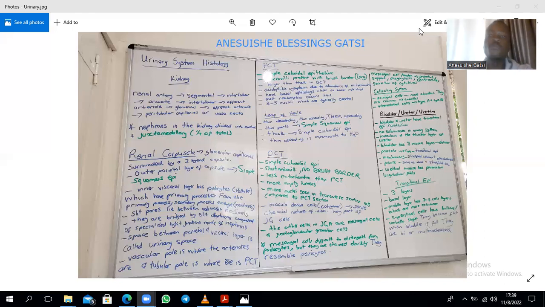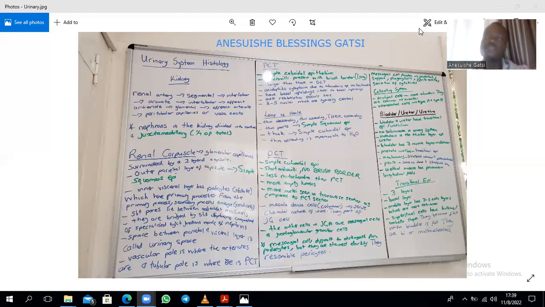Then from the proximal convoluted tubule, we lead straight to the loop of Henle. Then we get to the DCT, which is our distal convoluted tubule. When we get to the collecting system, the bladder, the ureter and the urethra, I will describe those in one go, right? But before we talk about all that, it is quite essential to remember the circulation within the kidney.